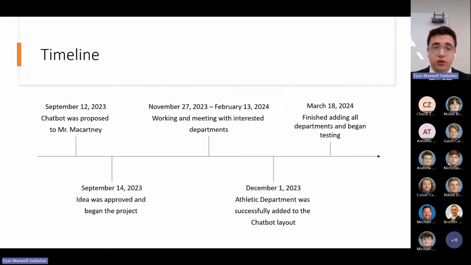And December 1st of 2023 was the first successful edition of the chatbot layout. It was the athletic department, courtesy of Mr. Zanio. He got back to me really quickly, which was very nice, and it was very straightforward with him. And on March 18th, the final edition of the chatbot was made and testing began on that day.